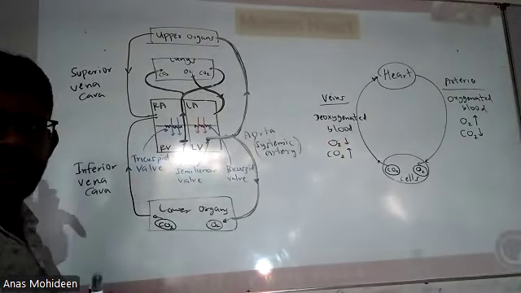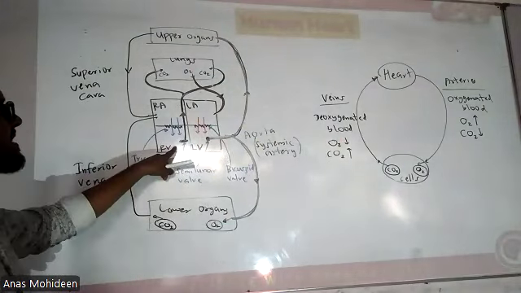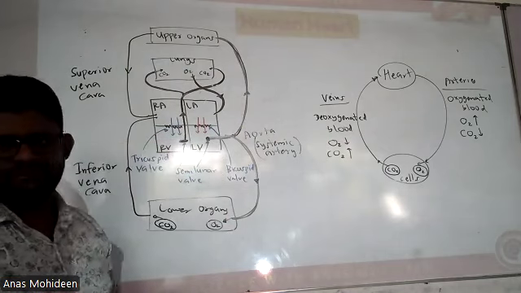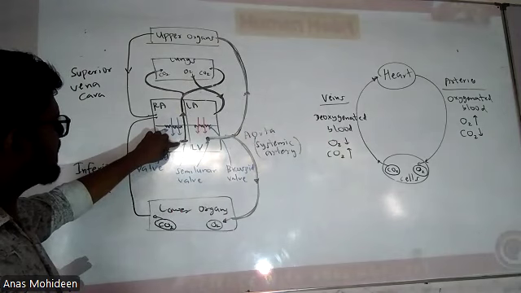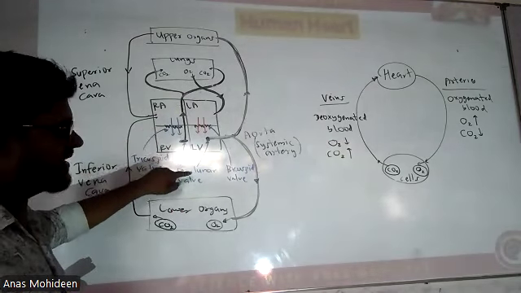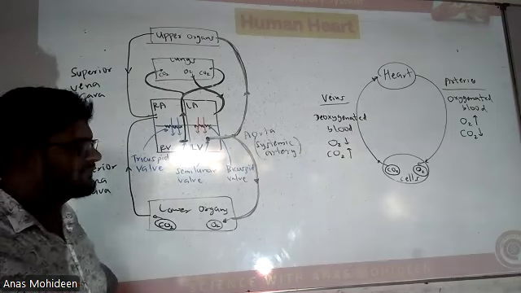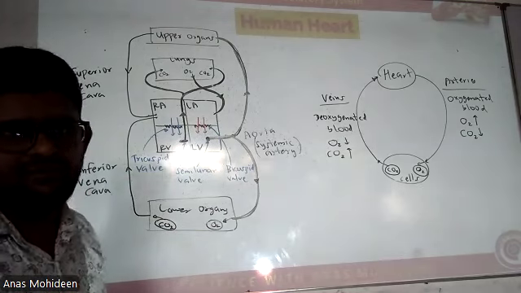Here the valve is also called semilunar. So you see, you got two semilunar valves. One is at the starting point of the pulmonary artery, the other one is at the starting point of the aorta. And we are giving special names for that. At the starting point of the pulmonary artery, we name it the pulmonary semilunar valve. And here it is the aortic semilunar valve or systemic semilunar valve.